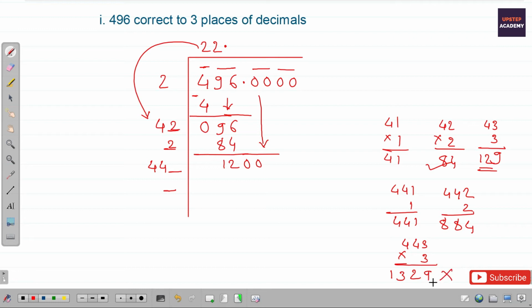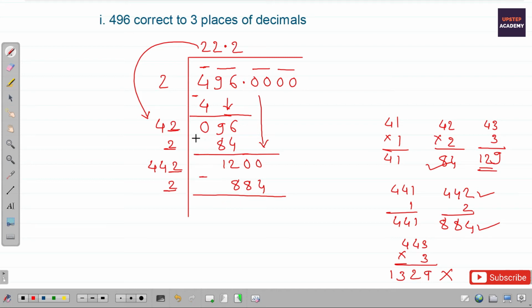So which is also not possible, because 1329 is greater than this 1200. So we have to take this 884. So 884 we will take over here. Just after this 4, what we have to put? 2. So 2 will come here, 2 will come here too, and 2 will come here too.